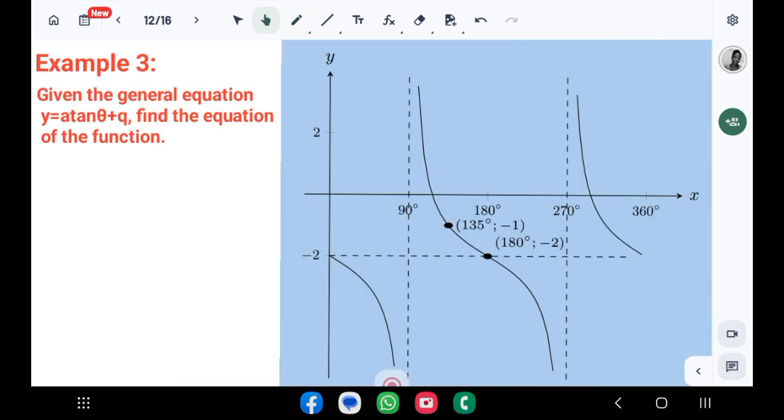Question number 3, example number 3 says, given the general equation y equals a tan theta plus q, find the equation of the function. So here we are given a graph that we need to find the equation of. We've got 2 points on the graph, and we know that the general equation is y equals a tan theta plus q. We're given 2 points, (135, -1) and (180, -2). This is another case where you need to use your knowledge of simultaneous equations.